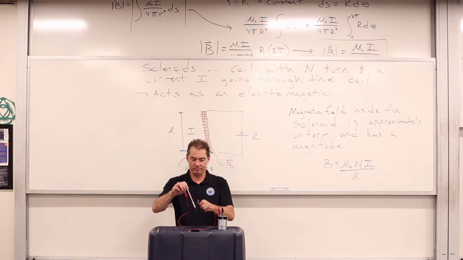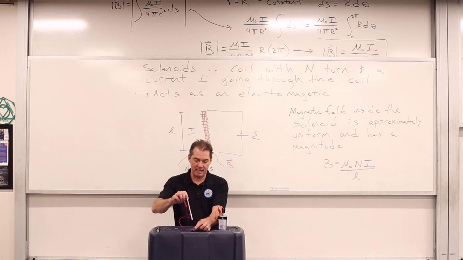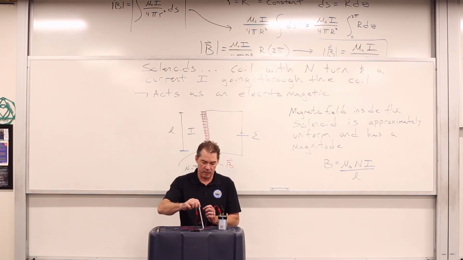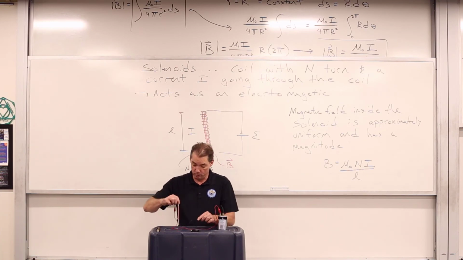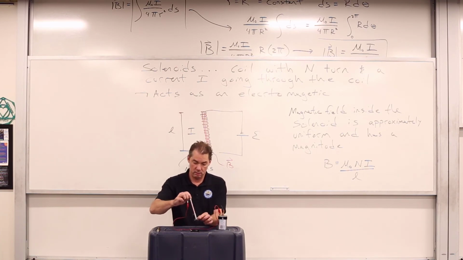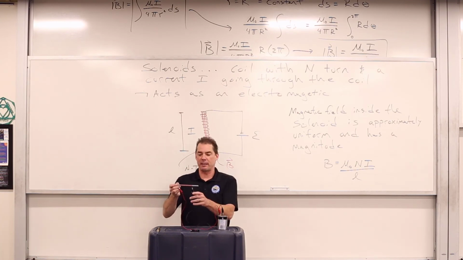Oh, disconnect. No magnet. Reconnect. Yes, magnet. And that's it. So that's kind of the workings of electromagnets. They're basically just current loops. So if you ever need a magnet, but all you got is some wire and a battery, guess what? You can make your own magnet.